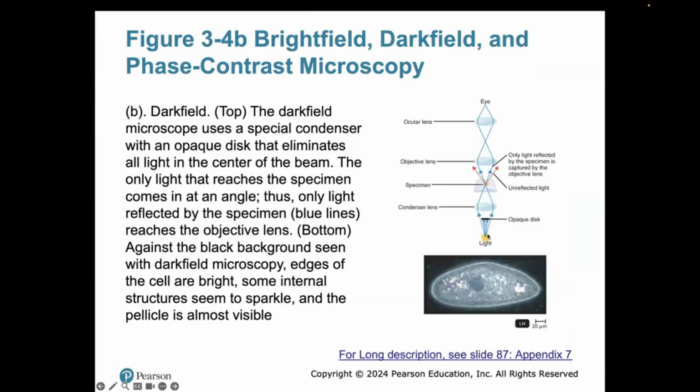But it's not. So here we see the path of the light. You have the light source. Some of that light is blocked because of the opaque disc, right? So some of the light is blocked, but the light that does pass through will reach the condenser lens and hit the specimen. Some light will be reflected off the specimen, and it's going to be captured into the objective lenses, while some will be unreflected and goes away from the objective, so it's not captured. And then you're ultimately able to visualize the specimen.